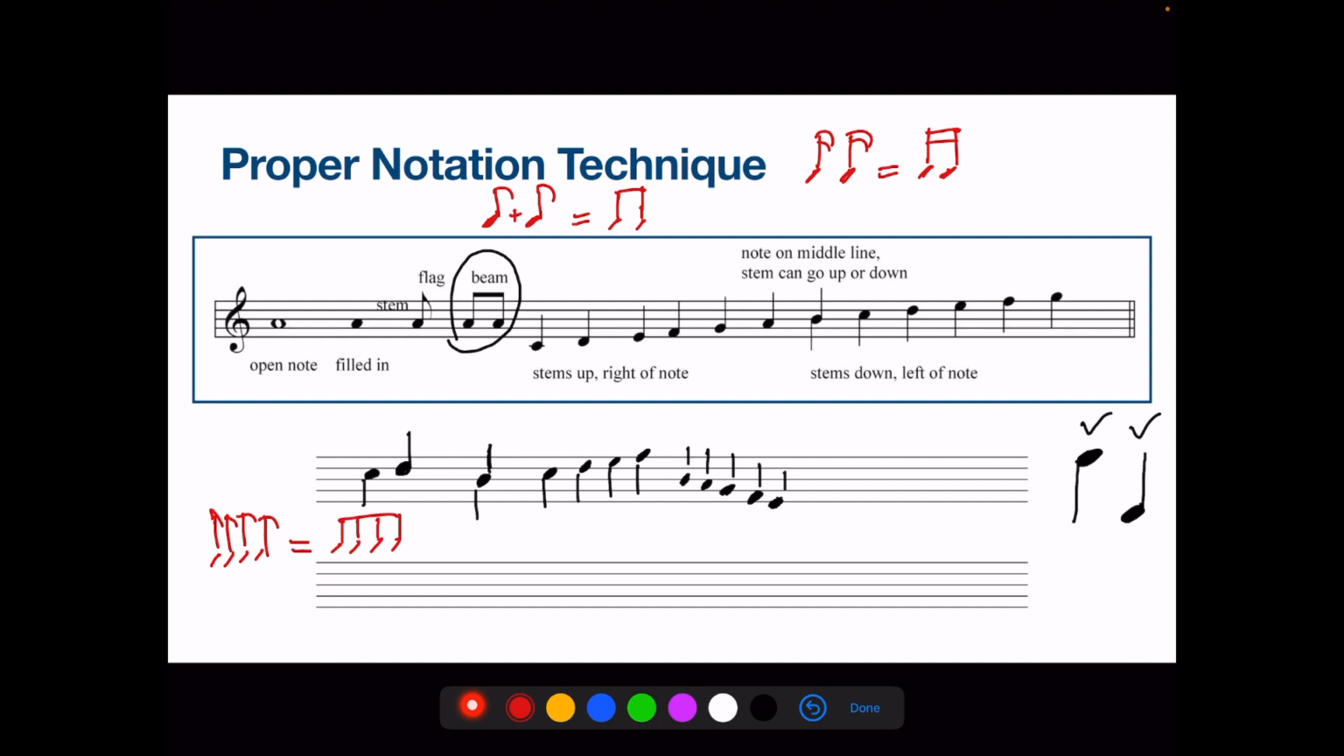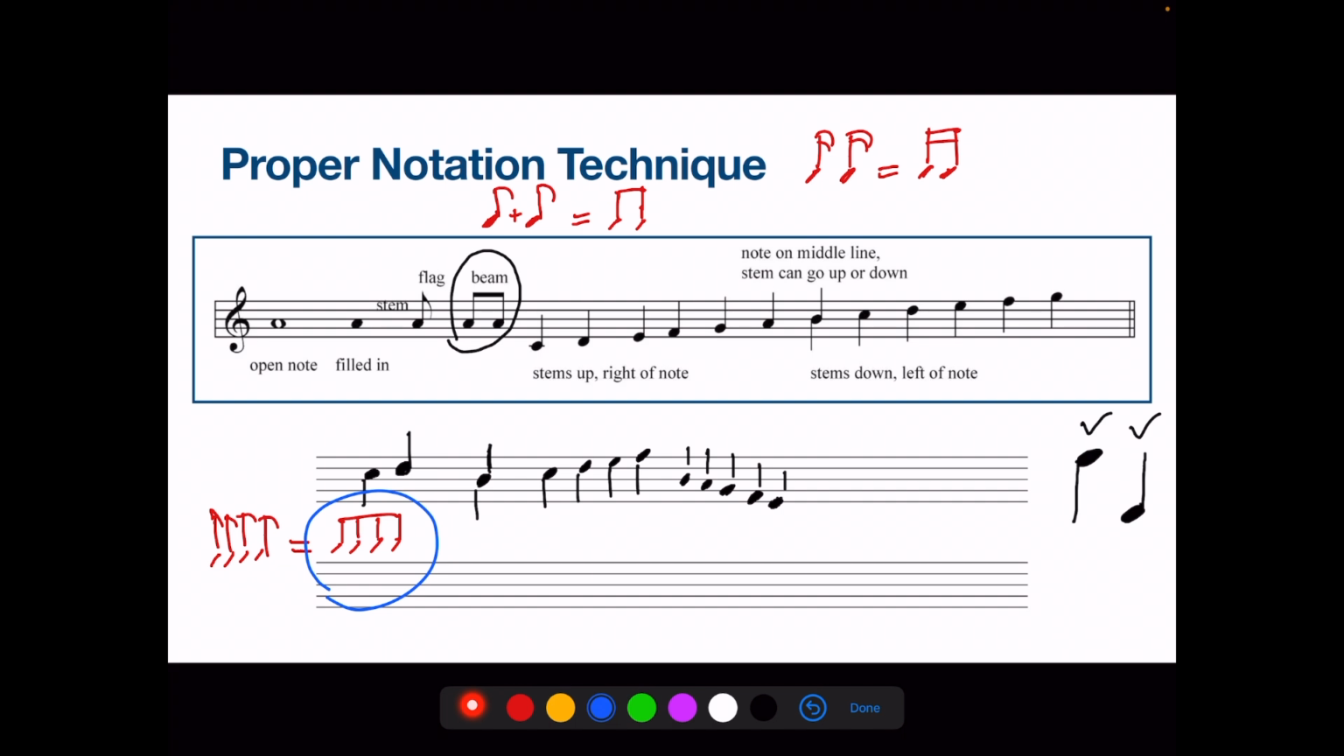and beaming, the reason why we use beaming is to organize the music, right? Visually make it easier for musicians to read and interpret the music. So these are tools for you to organize them.